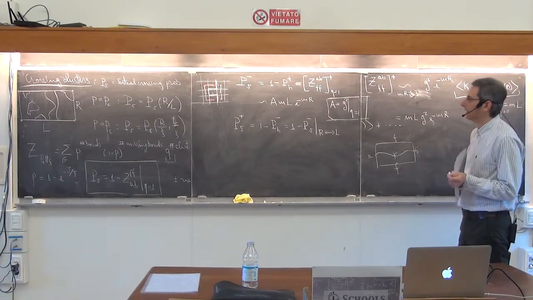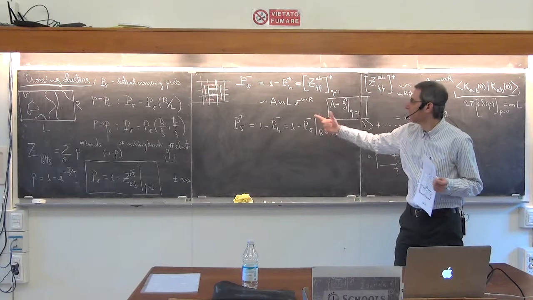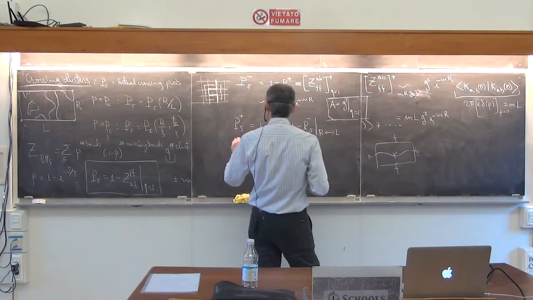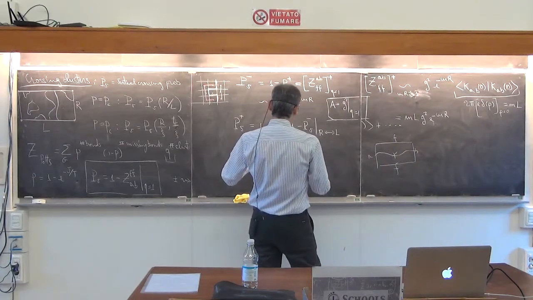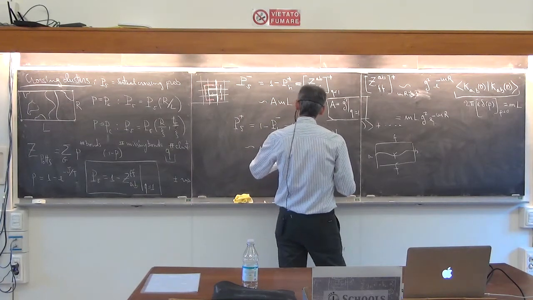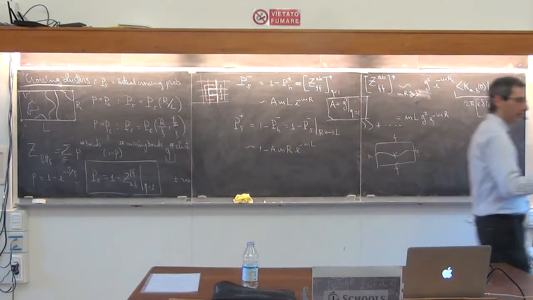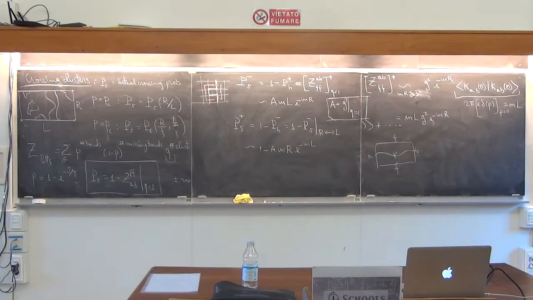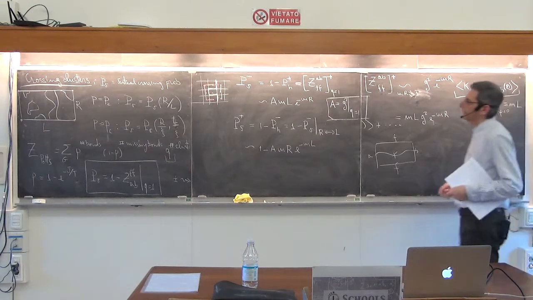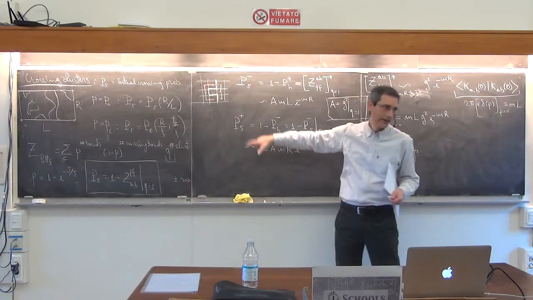And then, since I already computed this guy, which was this, I get in the limit 1 minus A e^(-mR). I have exchanged the role of R and L. So I got the asymptotic crossing probabilities, the vertical crossing probability in both phases.